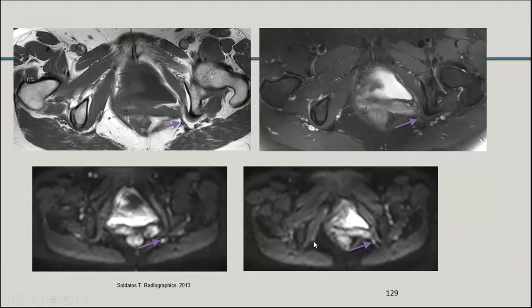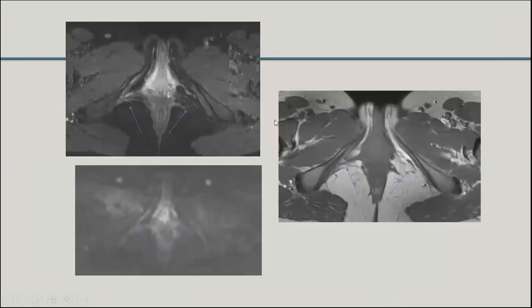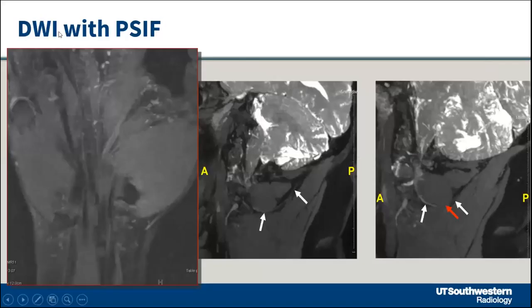Pudendal nerves, the tiny nerves stuck in that scar tissue, you will see these bright nerves on ADC, pretty easy to see. That's the normal nerve on the other side, and that's a bright nerve. So you can pick out these small nerves, genitofemoral, pudendal, etc. And in that scar tissue, you can pick up the inferior hemorrhoidal nerve as well.